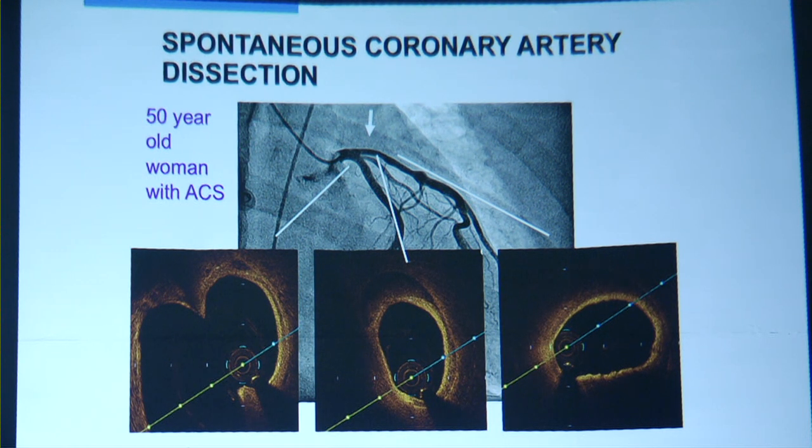So that's a kind of a whirlwind tour through how the interface between our understanding of basic pathology interfaces with imaging, and how imaging is going to really feed back and improve our understanding of atherosclerosis. With that, thank you very much for your attention.